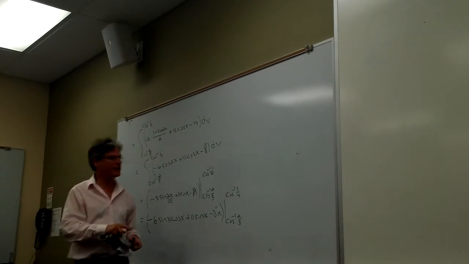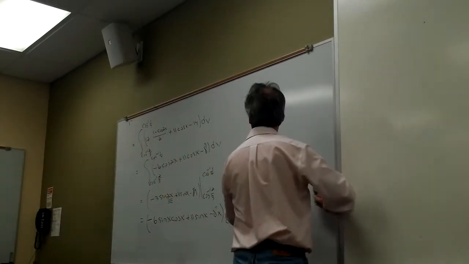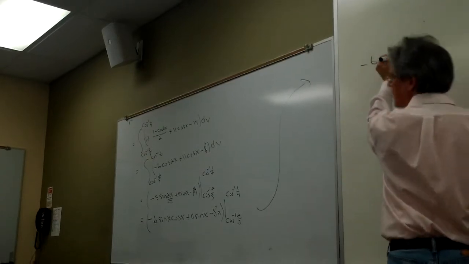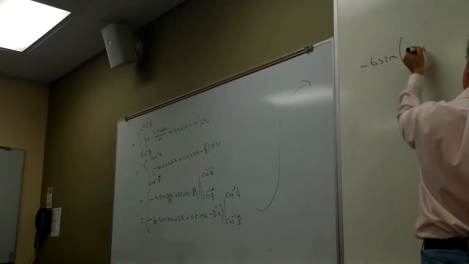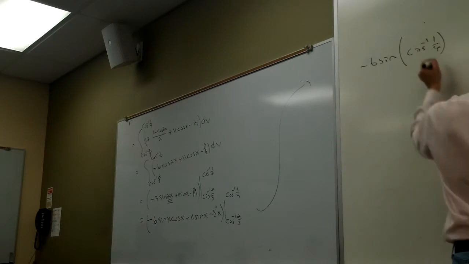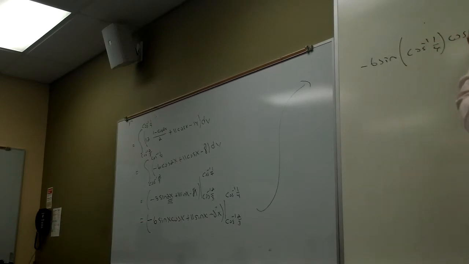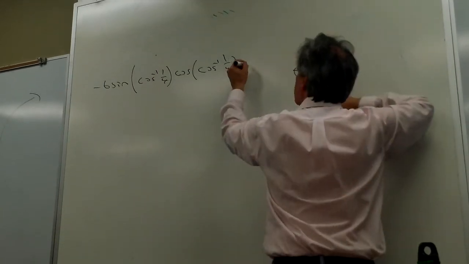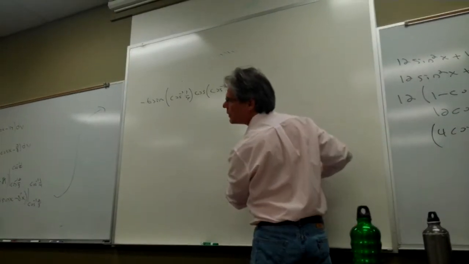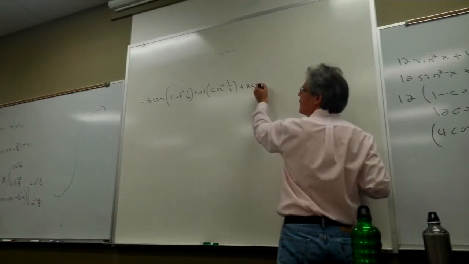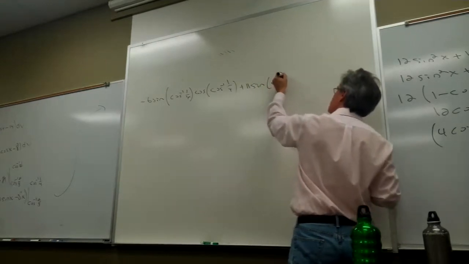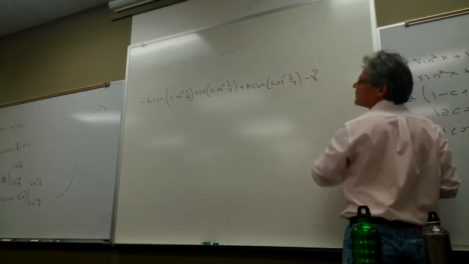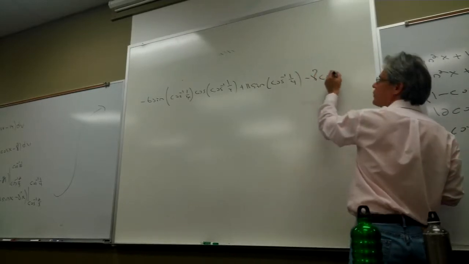So, diving in, I think what I have is nothing more than -6 times the sine of the angle whose cosine is 1/4 times the cosine of the angle whose cosine is 1/4, plus 11 times the sine of the angle whose cosine is 1/4, minus 8 times the angle whose cosine is 1/4.